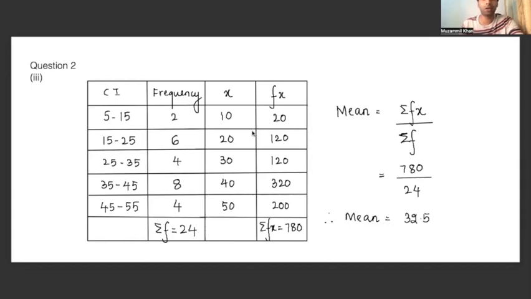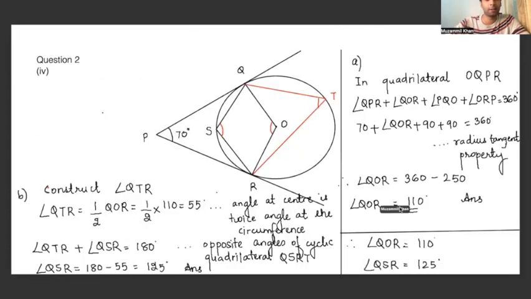And then we had the frequency, which is 2, multiplied by the corresponding class mark, and that becomes the last column fx. All the values of fx were added, and 780 was the answer. Another place where students can go wrong is in the addition. So if you've done this carefully, you will have got 780. And then the formula says addition of all the products of frequency and x divided by addition of all the frequencies. So that's summation fx by summation f, and this was equal to 32.5. That's question 2, the third part.